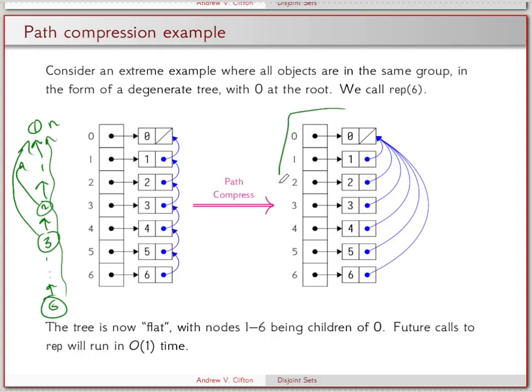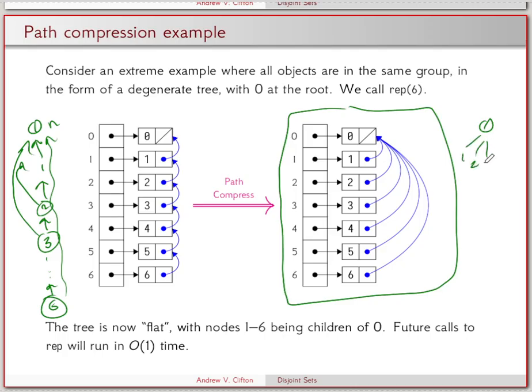So I end up with this shape over here, where basically my tree looks like this. 0 is at the root, and it has all the other nodes as direct children. So now if I ask for the rep of any of those nodes here, it takes constant time. So I improve the rep for all the nodes that I touch in one go. Again, it takes me O of n time to do this, but future calls to rep will run in constant time.